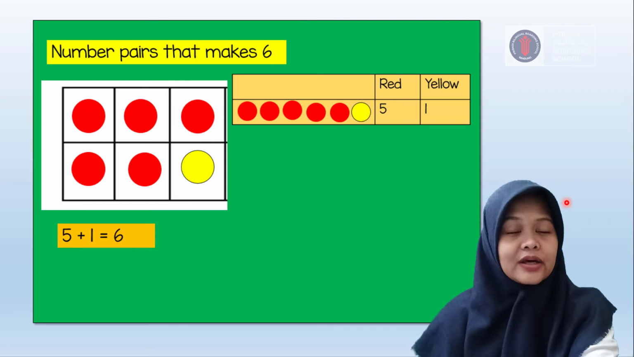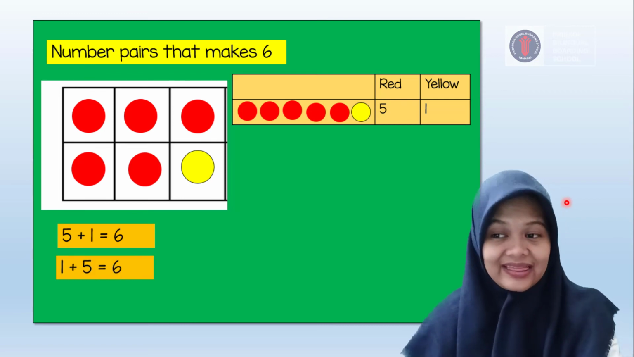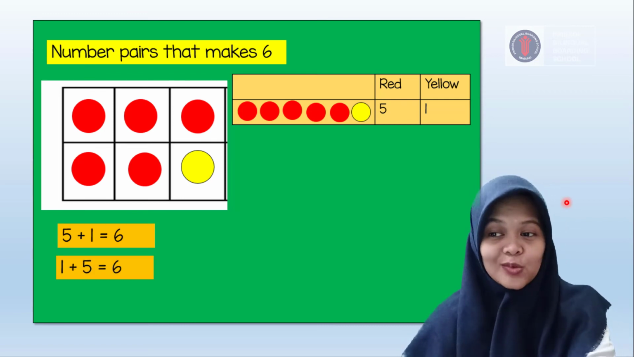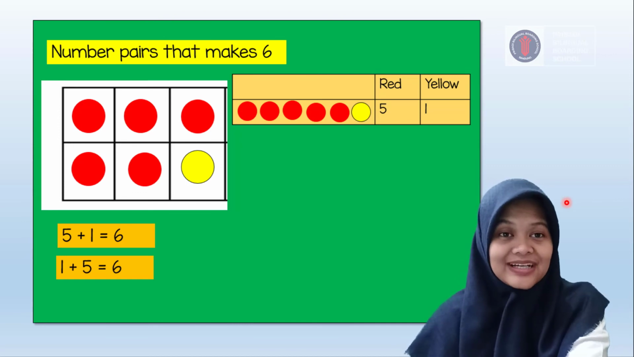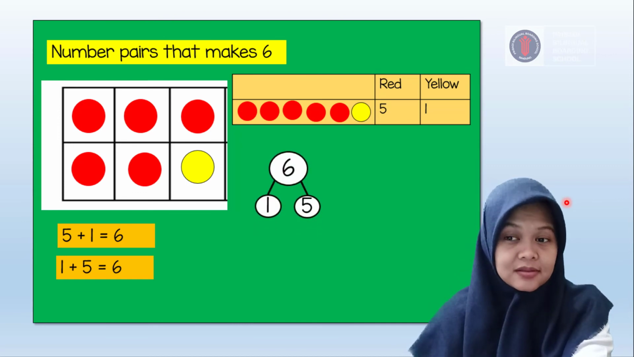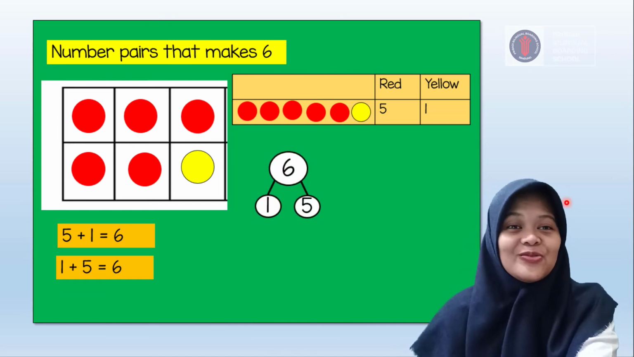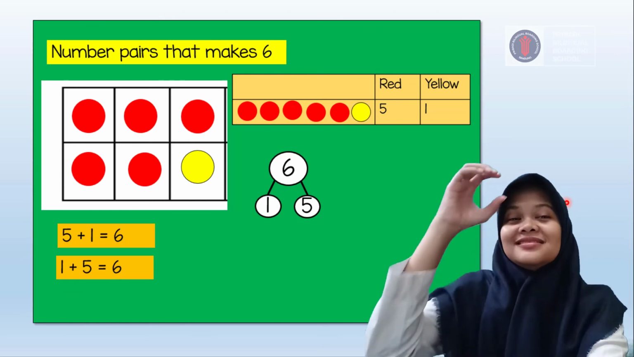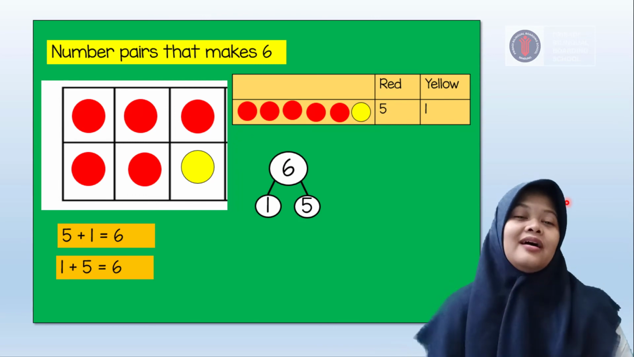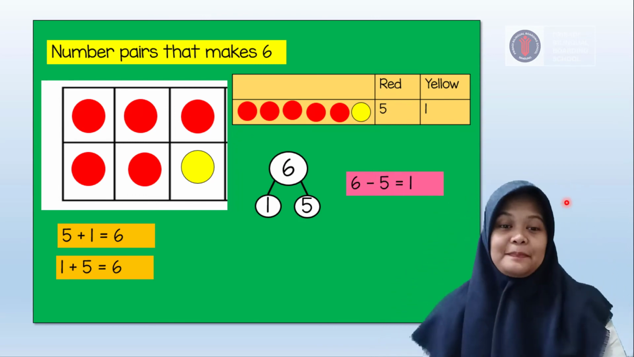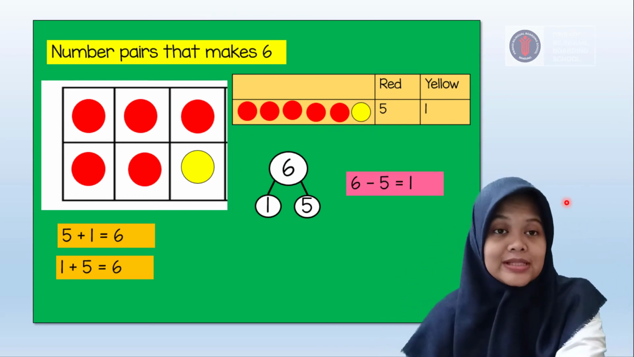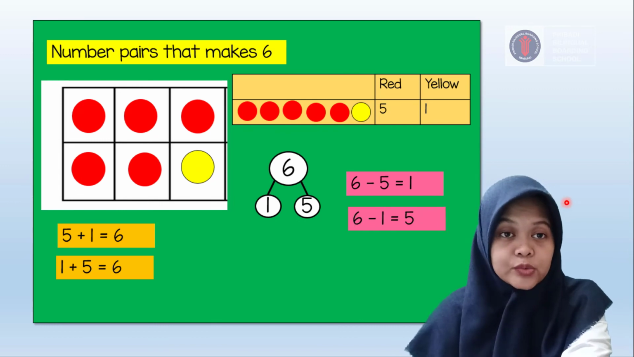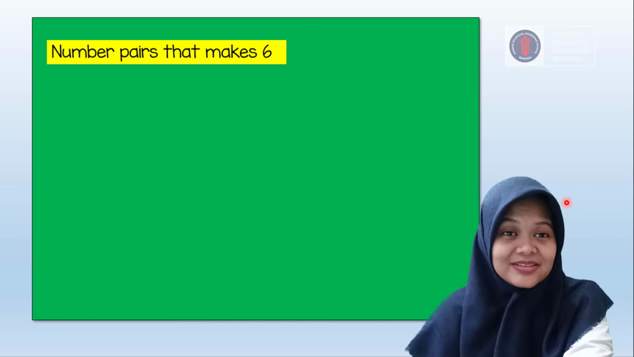Or I can also write the addition like this. 5 plus 1 equals 6. Or 1 plus 5 equals 6. Or with a diagram like this. 5 and 1 on the bottom, and 6 on the top. So 6 subtract 5 equals 1. Or 6 subtract 1 equals 5.